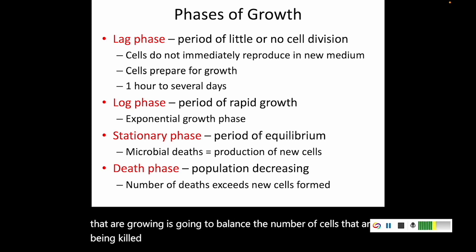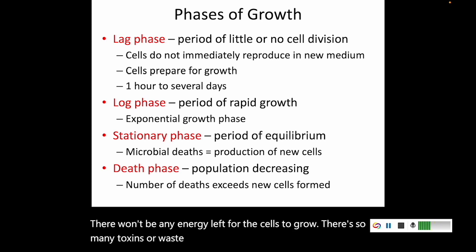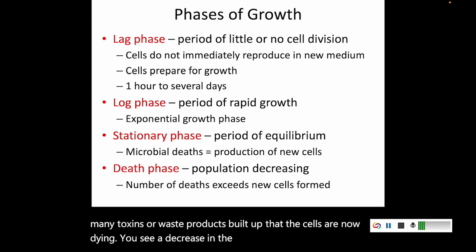Then eventually your cells will use up all of the food that's available there. There won't be any energy left for the cells to grow. There's so many toxins or waste products built up that the cells are now dying. You see a decrease in the number of cells.